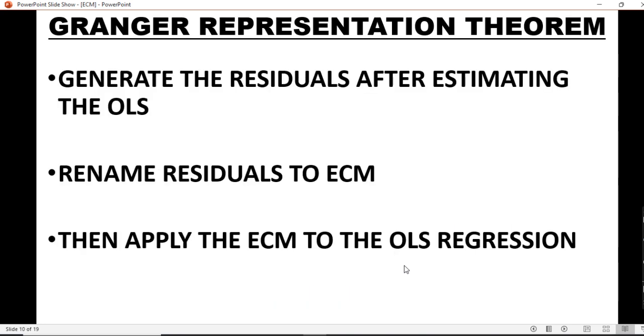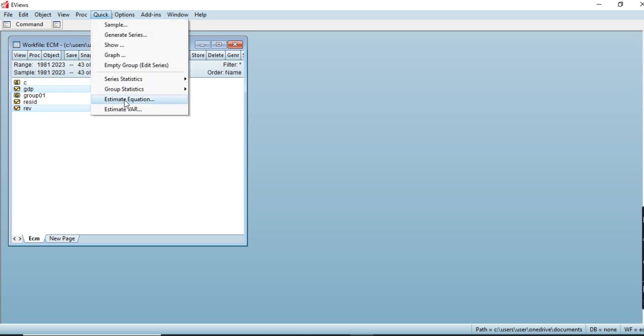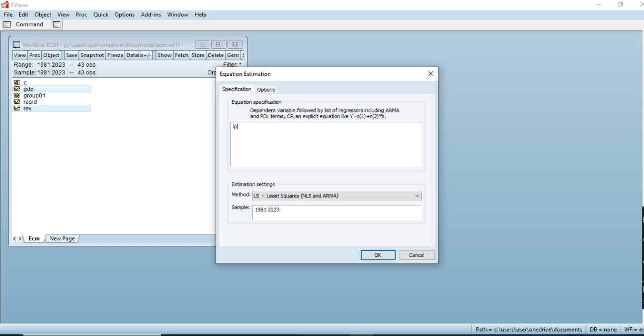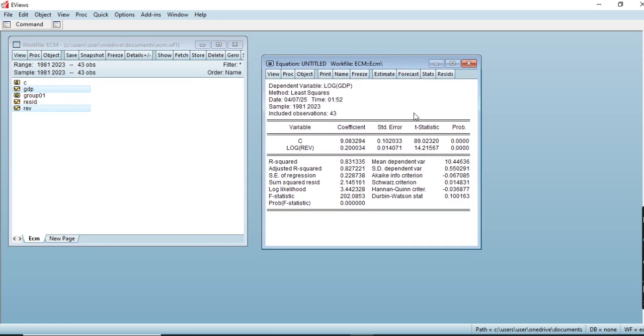So we're going to use Eviews to do that. The first thing we do is to generate the residuals after estimating OLS. So we estimate the OLS static regression. Okay, estimate equation. And we have log GDP, then log revenue. Okay, so this is what we got. So now that we've done the OLS, we'll now generate our residuals.